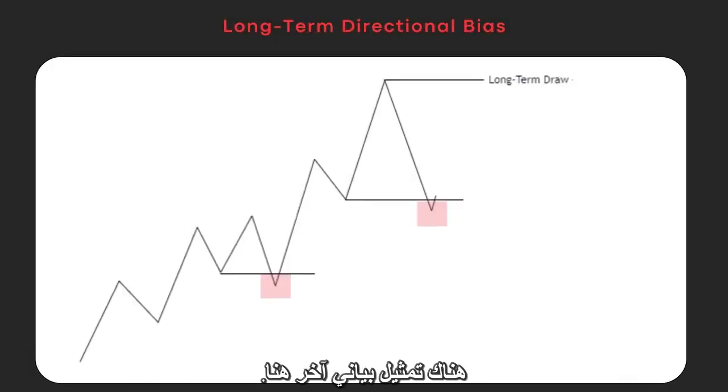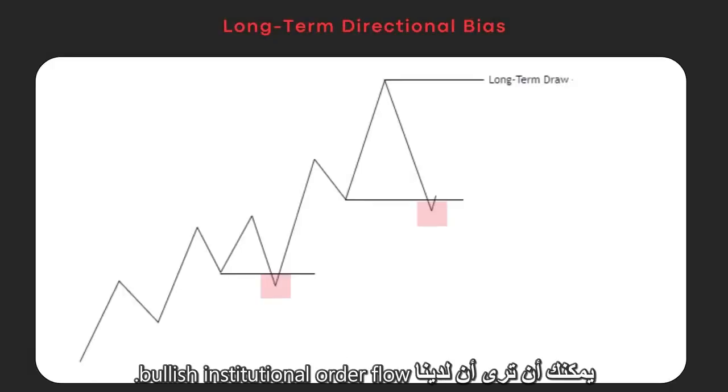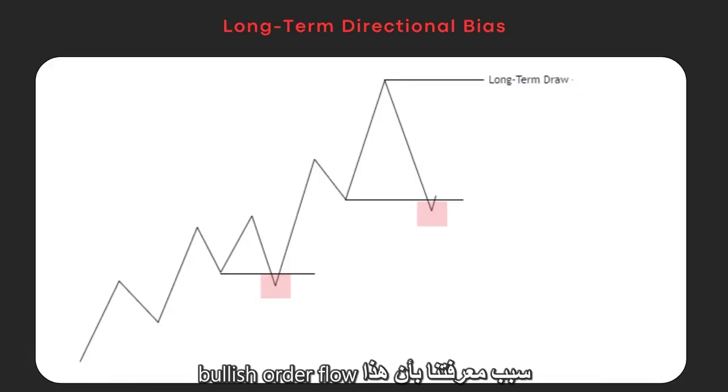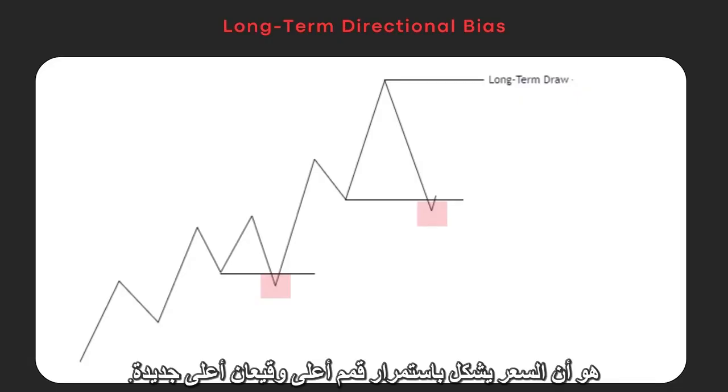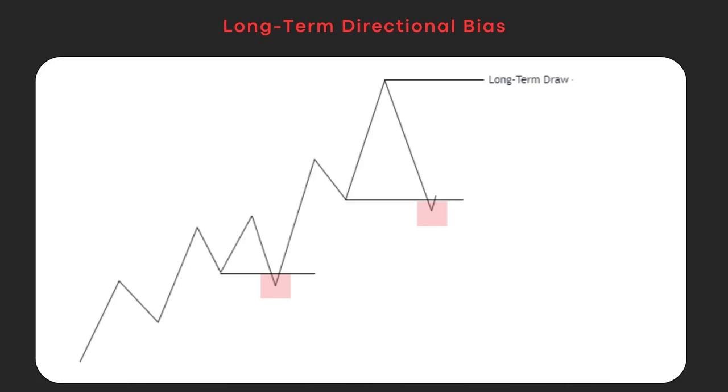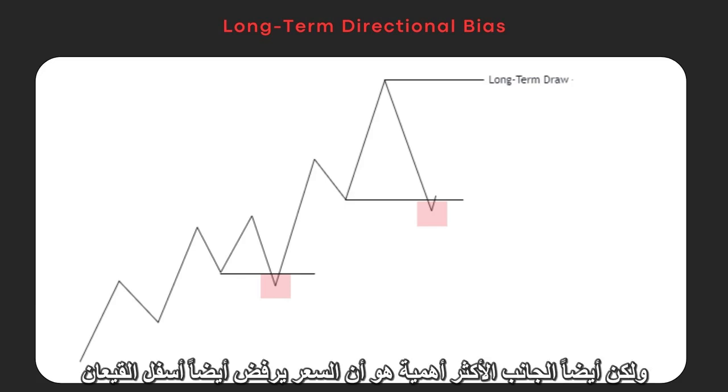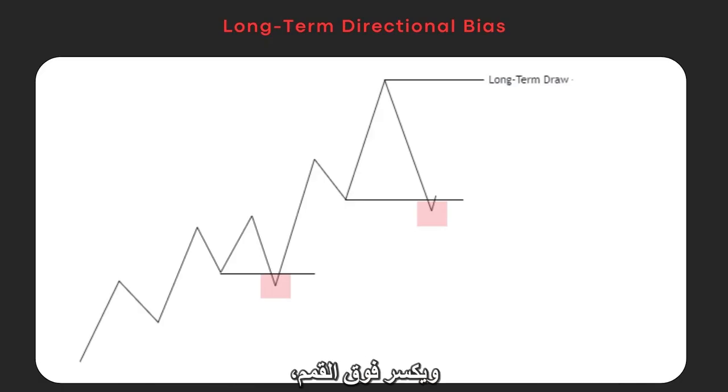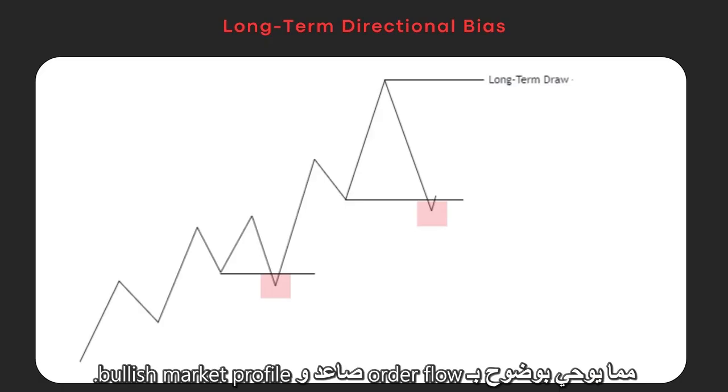There's another graphical representation right here, and in this one you can see that we've got a bullish institutional order flow. The reason we know this is a bullish order flow is that price is consistently making new higher highs and higher lows. But also the most important aspect is that price is rejecting below lows and breaking above highs, which clearly suggests a bullish order flow and bullish market profile.